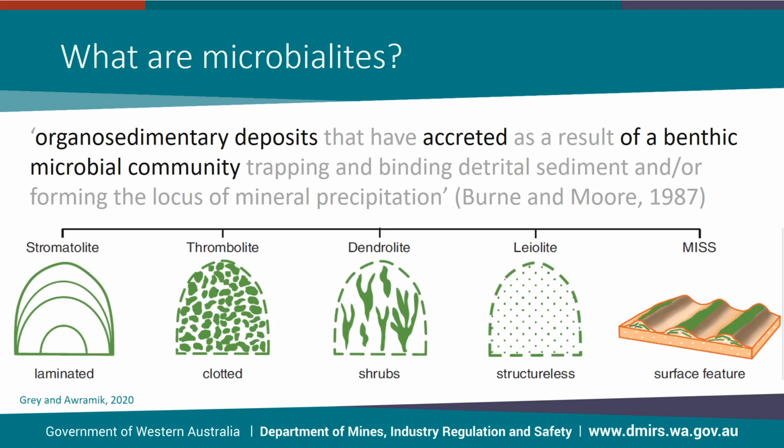Microbially induced sedimentary structures, or MISS, are quite different in their appearance to the first four subsets, and generally found in different stratigraphic settings. Whilst the first four subsets are usually found in carbonate-dominated regimes, MISS are features found on bedding planes, commonly in clastic settings. But when we adopt this broad definition of microbialites as deposits that form as a result of a benthic microbial community, they do fit here as a fifth subset.